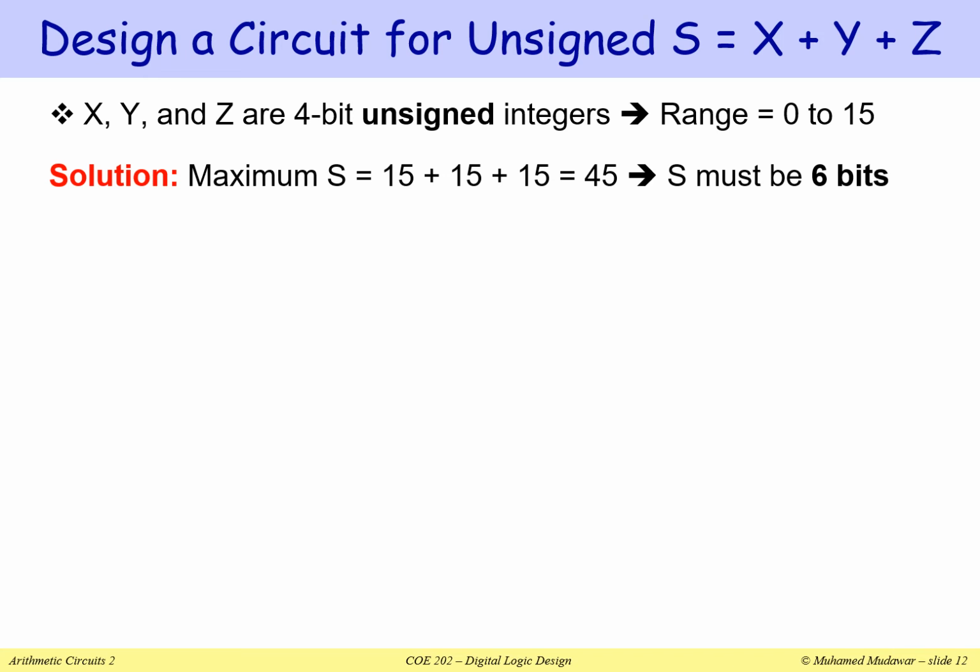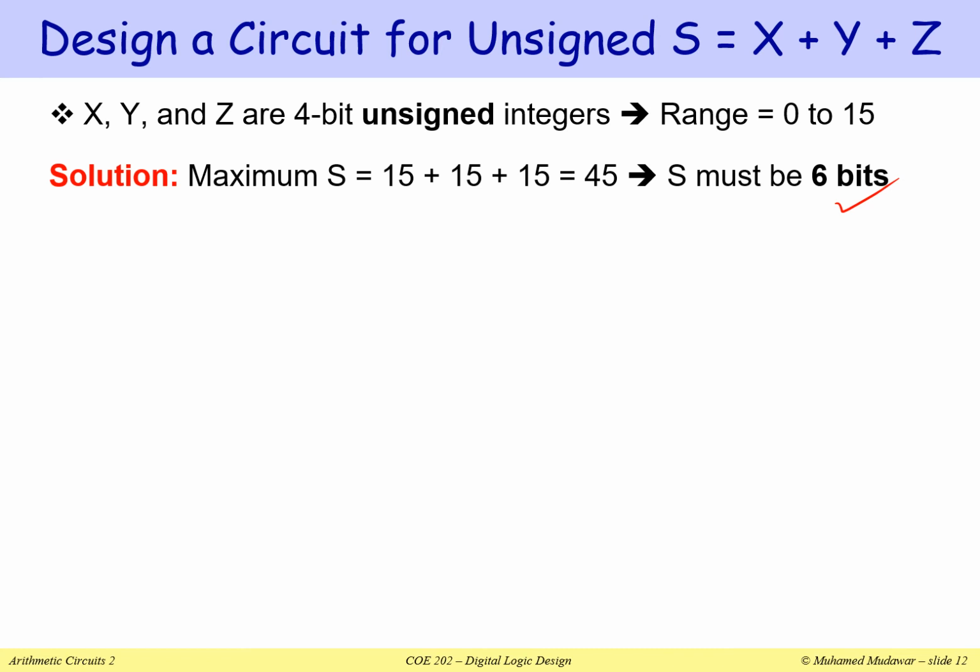And therefore, if you look at the maximum value of s, it will be 15 plus 15 plus 15, which is 45. And since 45 is greater than 31, it cannot be represented with 5 bits. You need 6 bits to represent the sum s, because if you use only 5 bits, then the maximum will be 31. If you use 4 bits, the maximum will be 15. So you need 6 bits to represent a sum which is greater than 31, and this can represent the maximum sum, which is 45.